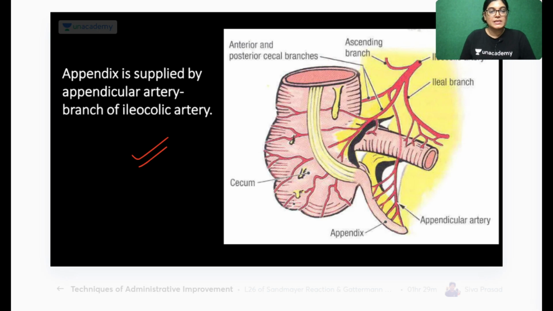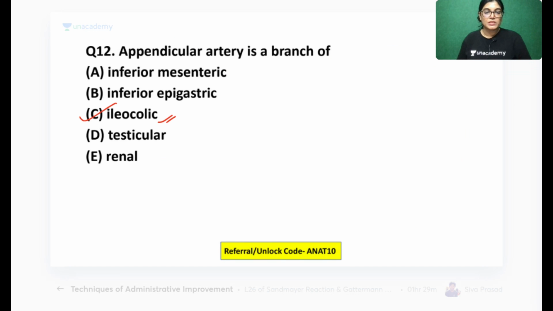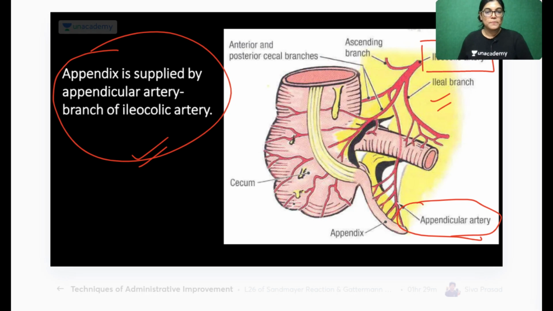So my dear aspirants, please see this appendix supplied by the appendicular artery. You can see here the ileocolic artery, which is branched from the superior mesenteric artery, which is again giving ileal branches, and it is also giving the appendicular artery. So yes, all of you are absolutely right. Let's move on to the next MCQ, that is MCQ number 13.